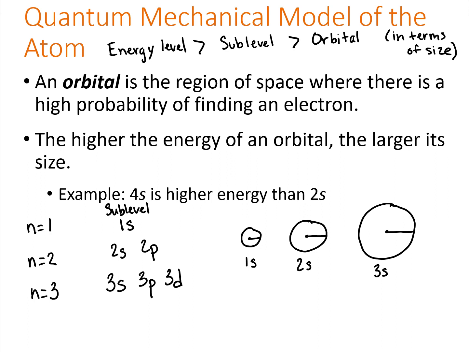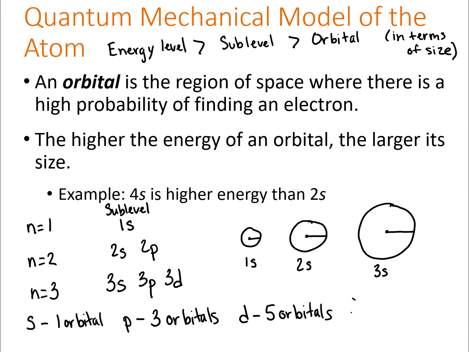What we also need to talk about here is the number of orbitals in each sublevel. For the s sublevel, there's 1 orbital. The p sublevel has 3 orbitals. The d has 5. And f has 7.